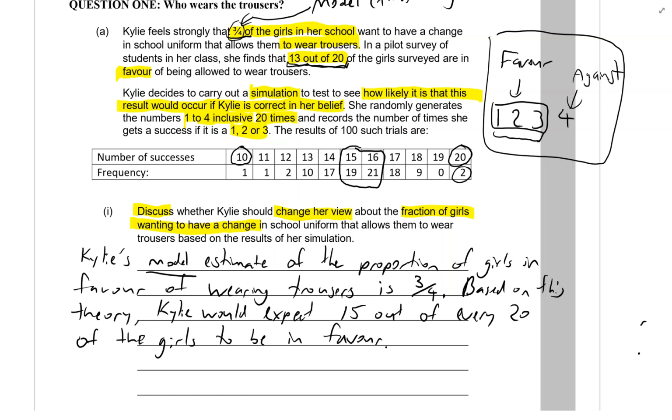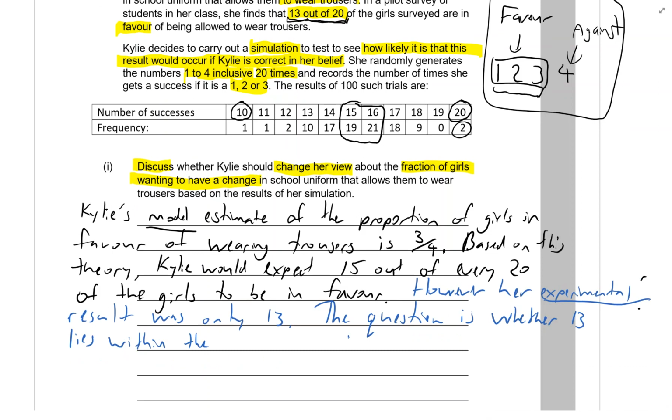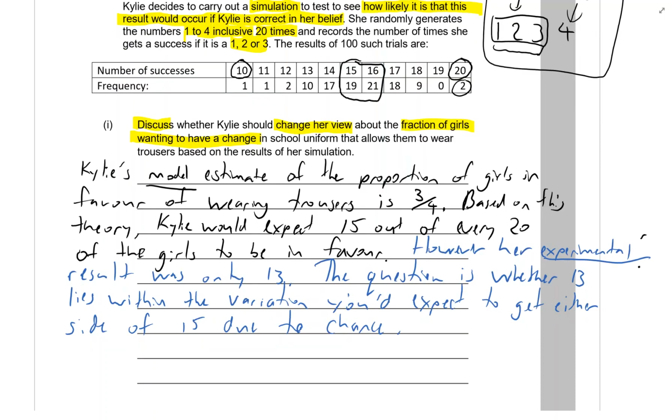However, her experimental result was only 13. The question is whether 13 lies within the variation you would expect to get either side of 15 due to chance. In other words, how bad is 13 really?